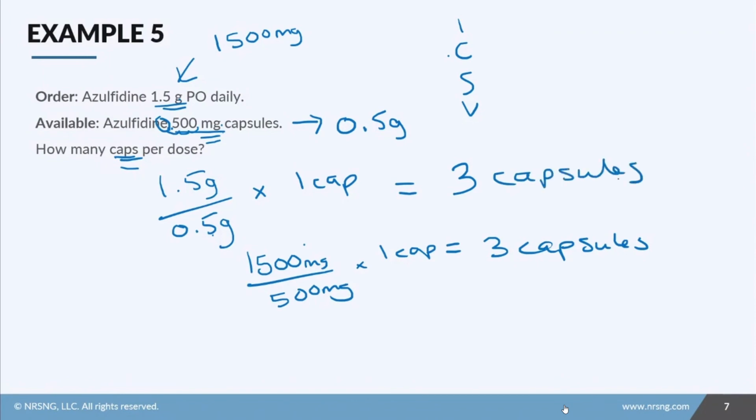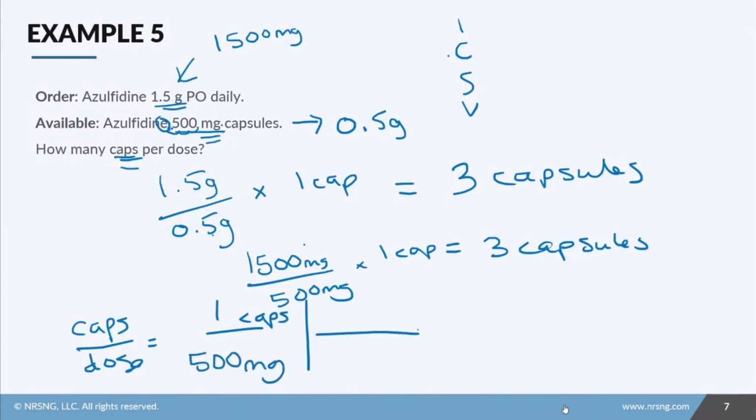Now let's see what this looks like in dimensional analysis. Again, not having to do separate conversions, it takes one step out of the process. I'm looking for caps per dose. Transfer my units over. What do I know about capsules? I know that 1 capsule is 500 milligrams. Do I know anything else about milligrams? Nope, so I have to convert.